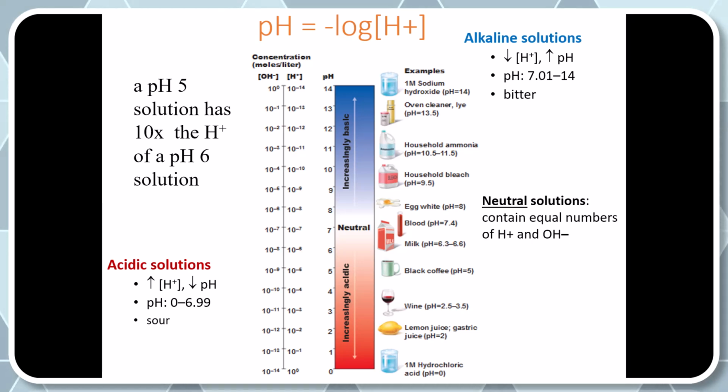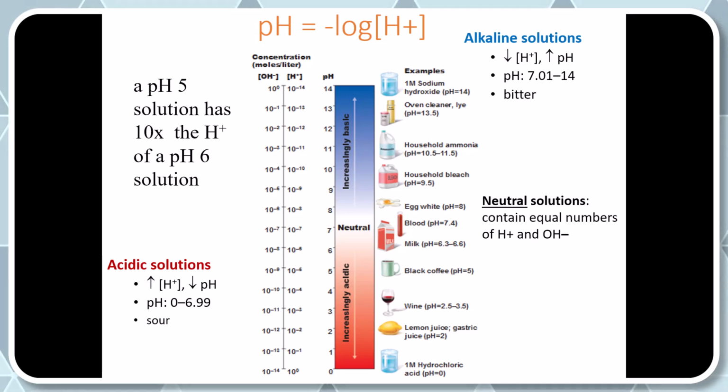pH is actually the negative log of the concentration of hydrogen ions in solution. A neutral pH around pH 7 has an equal concentration of hydrogen ions and hydroxide ions, right? Because H plus OH negative is H2O or water. If we go above 7, we're dealing with alkaline or basic solutions. They actually have a low concentration of hydrogen ions because, again, it's the negative log of the concentration of hydrogen ions, and a higher pH.